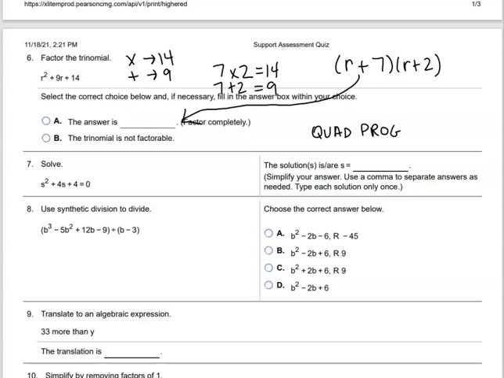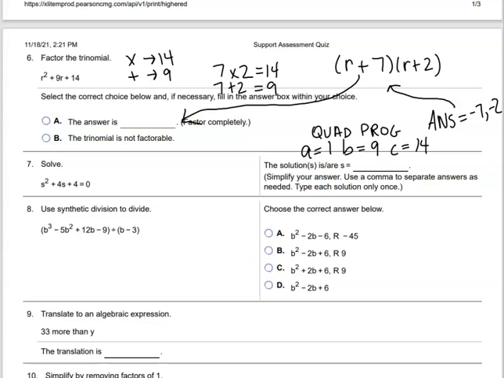If you use the quad program, you would type in that a is whatever is in front of r squared, so 1, b is 9, and c is 14 here. Then it's going to spit out some answers for you, and the answers would be -7 and -2. So if you want to use this, you're going to have to go backwards and say, okay, if it's a -7, it's going to be r plus 7. If it's a -2, it's going to be r plus 2. Either way is fine.